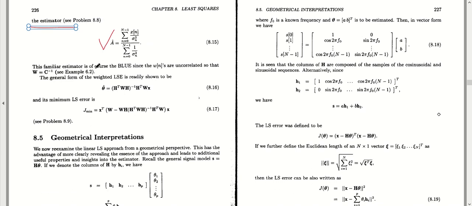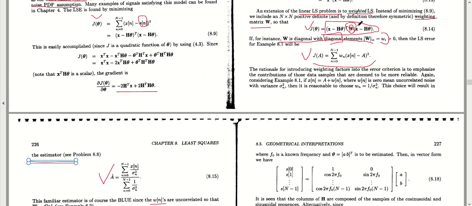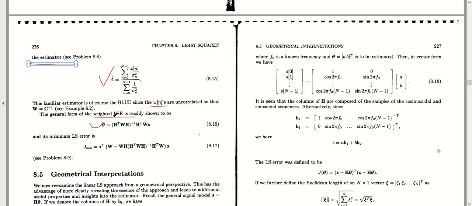Now, this familiar estimator is, of course, the one above. If W is the inverse of the covariance, where the noise is uncorrelated, the general form of the weighted LSE is readily shown to be like this. The general form of the weighted LSE, this one, is readily shown to be like this. And its minimum LS error is like this.